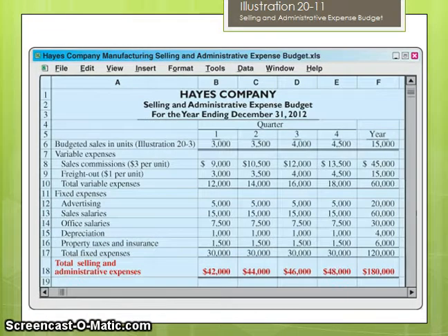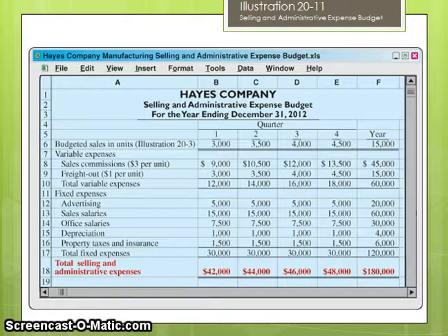Now, after all of our production costs, we move into our period costs, our selling and administrative expenses. So we would put these down again. I've separated them into variable and fixed charges. And we've got our budgeted sales up there because our variable expenses are based on sales units. So for instance, sales commissions is $3 a unit. Well, in quarter one, we've got 3,000 units at $3 a piece. That'd be $9,000 in sales commissions.